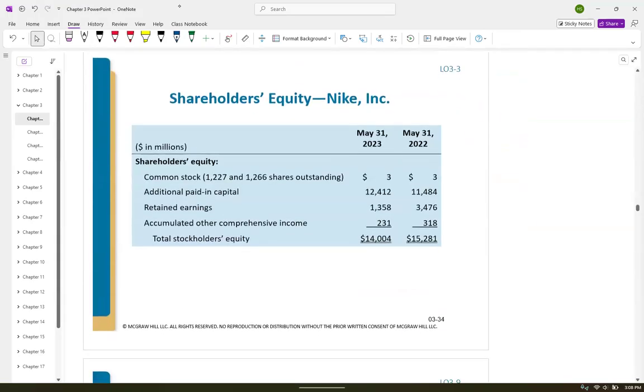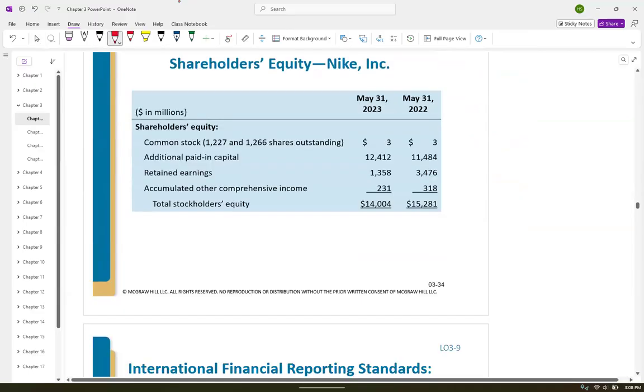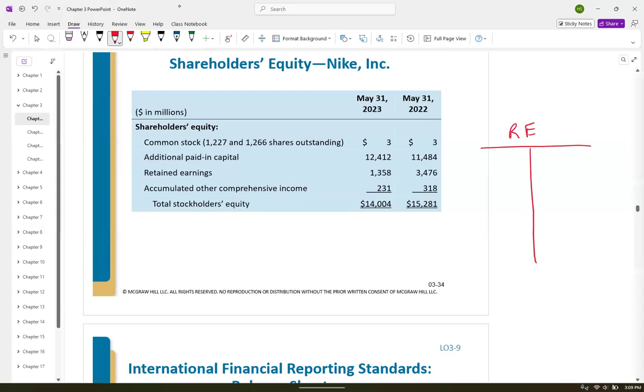Okay, here's Nike's. We can see where all the money is coming from. So we have, I'm guessing that's 3 million in just common stock. Remember this additional paid in capital, that's everything over par value. Retained earnings is all of your net income, net losses, and dividends that have been paid out over the life of the business. Okay. I like to draw that T account out for retained earnings so that you know what's going in and out of retained earnings.